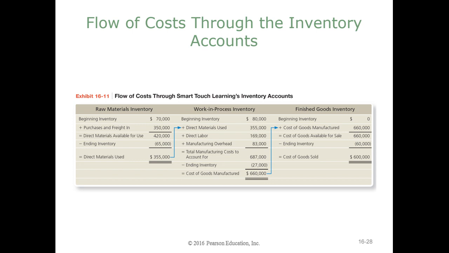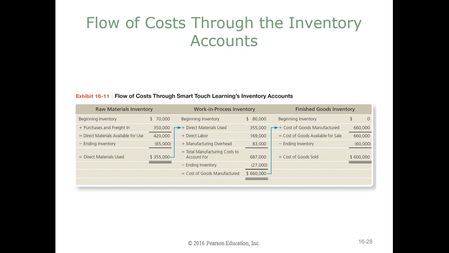Flow of cost through Smart Touch Learning's inventory accounts. This is page 843. So we're starting with our raw materials inventory. This is all those little pieces. So we started with our beginning inventory of 70,000. Well, here we go. They already put our pluses and our equal signs and our minus signs in here for us. So this could be another slide that you could use as well.